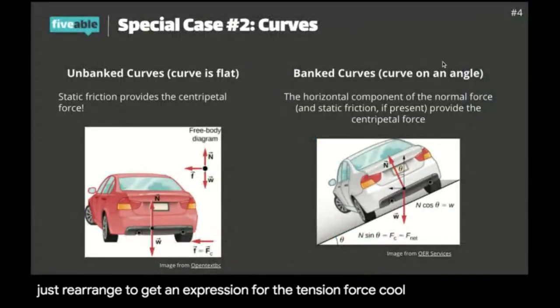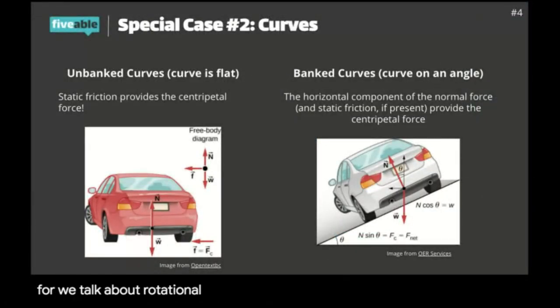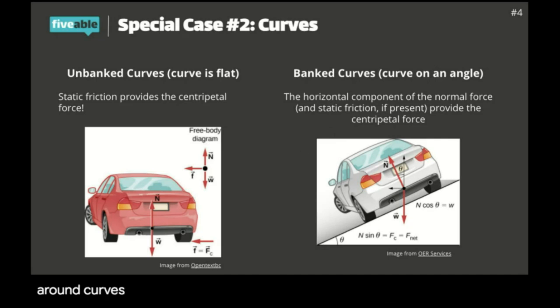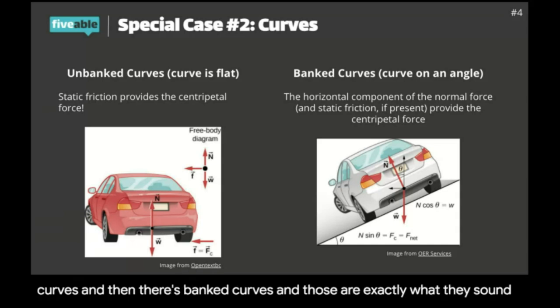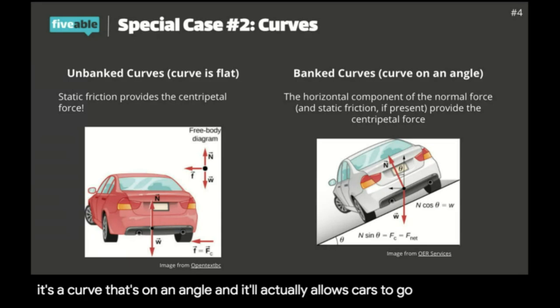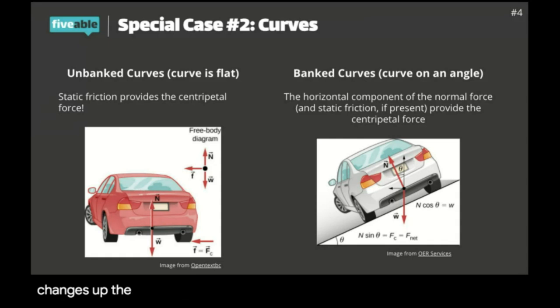Cool. Last special case before we talk about rotational energy. So sometimes you're going to see curves. Usually it's like race cars or things like that going around curves. And there's two different types of curves. So there's unbanked curves and then there's banked curves. And those are exactly what they sound like. A banked curve is almost like a ramp that goes in a circle, right? So it's a curve that's on an angle. And it actually allows cars to go faster because it changes up the forces, right?